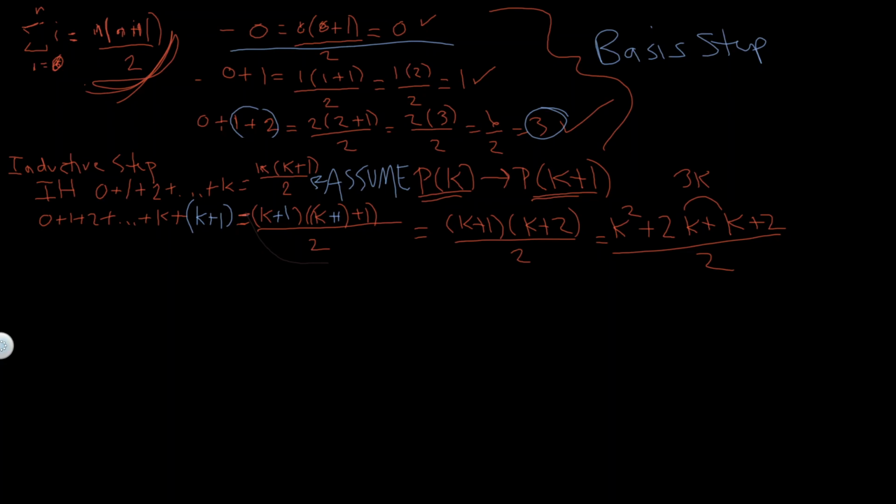Let's get a lighter color. This is the right-hand side, and the question is, does that equal the left-hand side? This is our big question. And if the answer is yes, then I have proven that P of k plus 1 is true.